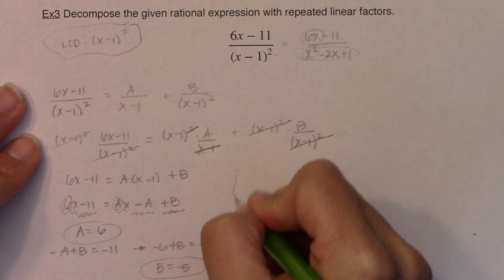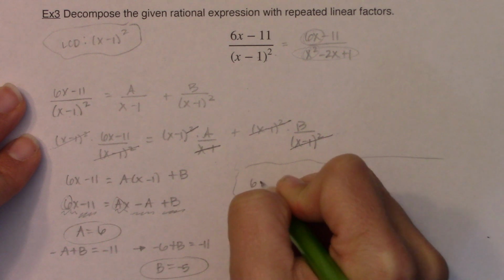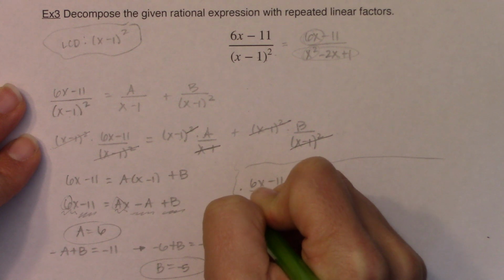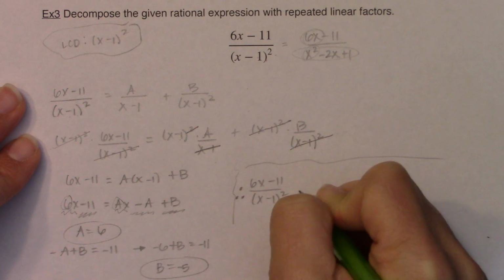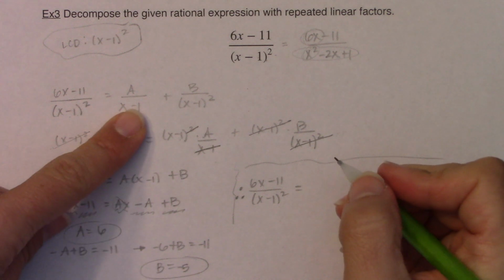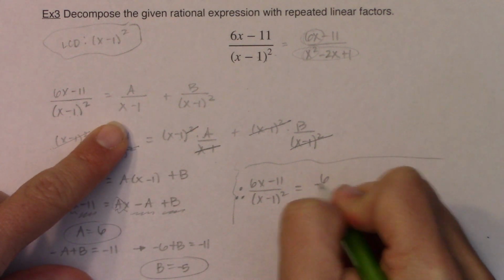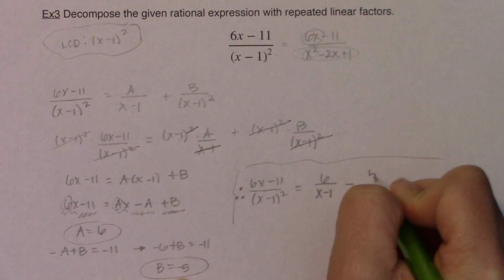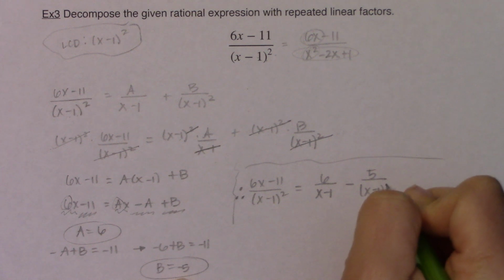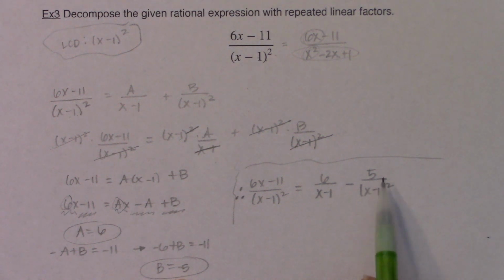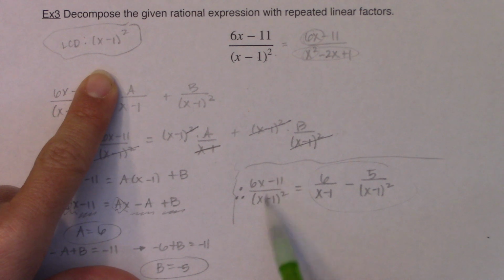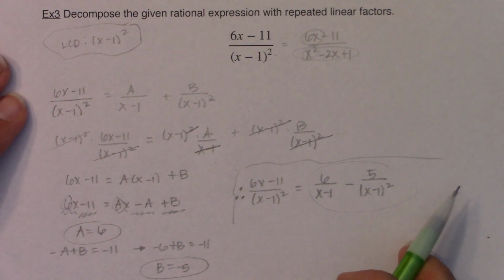If I want to go ahead and write up my solution here, I will say that (6x - 11)/(x - 1)^2, this is what I was starting with, and I'll put the little therefore to be fancy, is a over x - 1, so that's 6/(x - 1). B was -5, so I'm going to write minus 5/(x - 1)^2. And if I wanted to check my work, I could take these two fractions, find my LCD of (x - 1)^2, subtract them, and I should get back to (6x - 11)/(x - 1)^2.